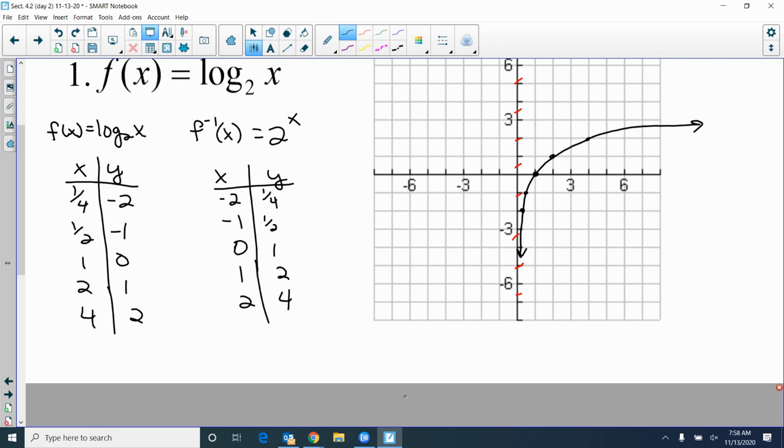Log base 3 of x would be similar. Log base 4 of x would be similar, except you have different points. You're going to need to know these two graphs: you need to know 2 to the x, and you need log base 2 of x.